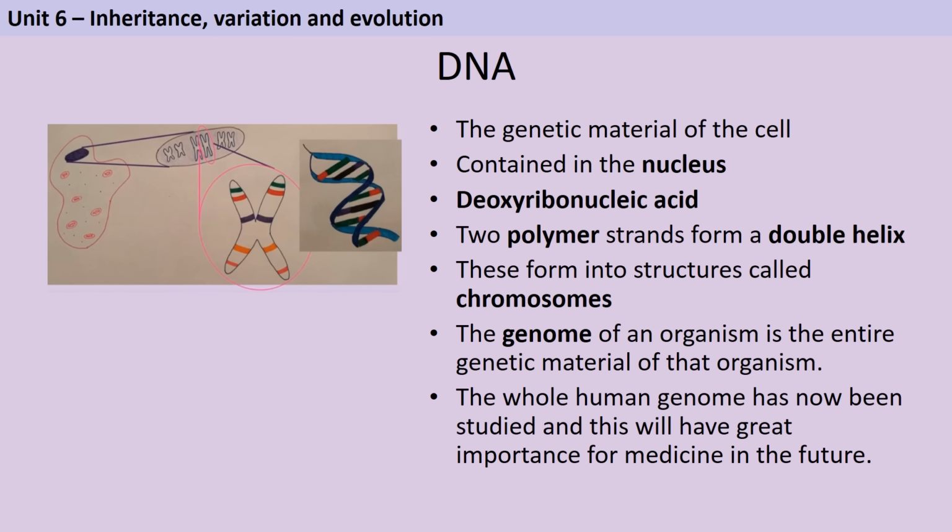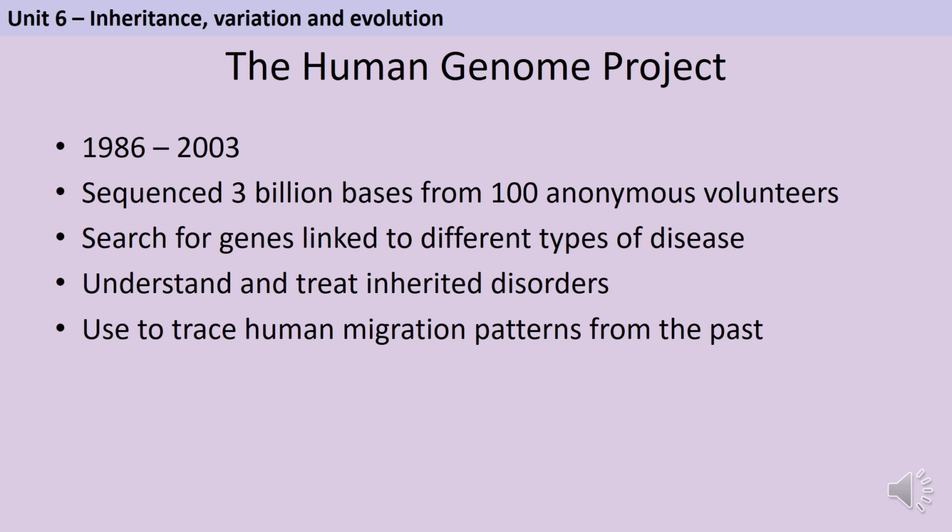The Human Genome Project was a massive undertaking by scientists in loads of different countries that ran from 1986, although it officially launched in 1990, up until 2003. They sequenced 3 billion bases from 100 anonymous volunteers to enable them to search for genes linked to different types of disease, to understand and treat inherited disorders, and to also trace human migration patterns, so looking at where genes are more similar or more different to each other, and where people have come from and how they've moved across the world.